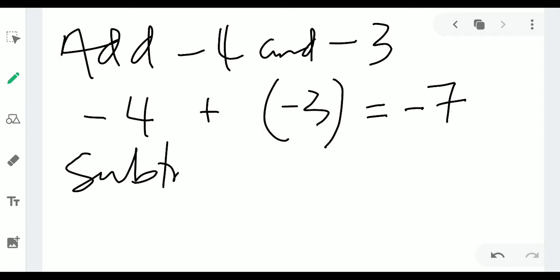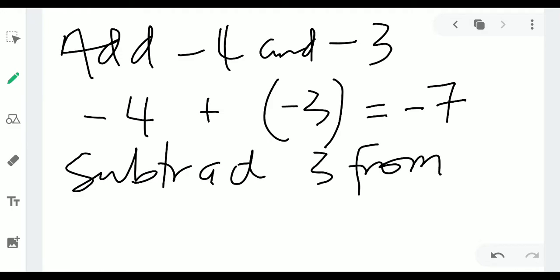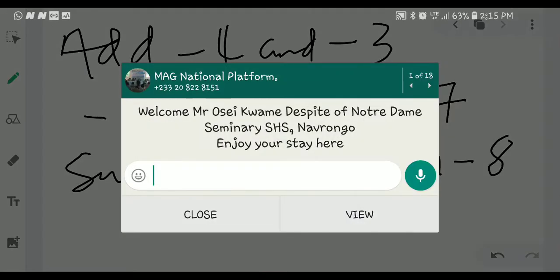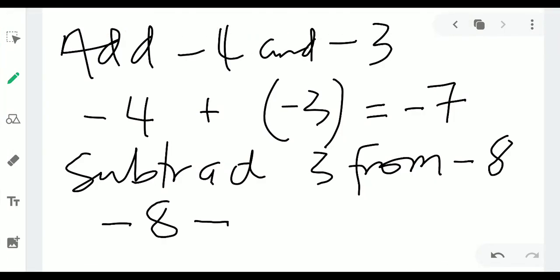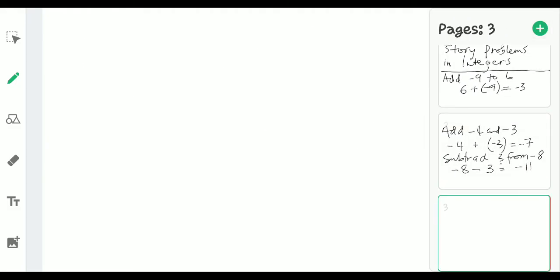Subtract 3 from -8. So it means that -8 was there and you are going to subtract 3. You are subtracting this 3 from the -8, and that's the subtraction sign. And -8, -3, two negatives will give me -11. Right? Let's go on. You understand it. It's very, very easy.